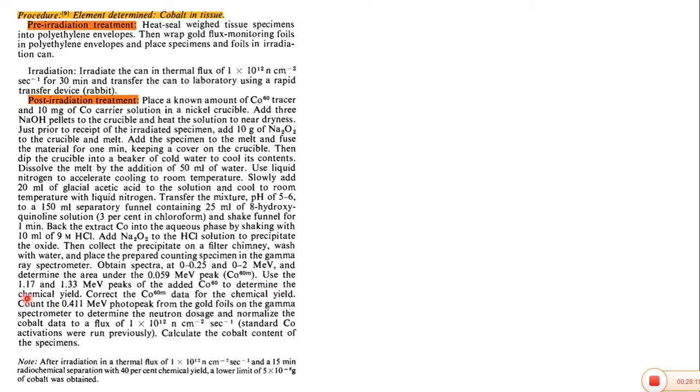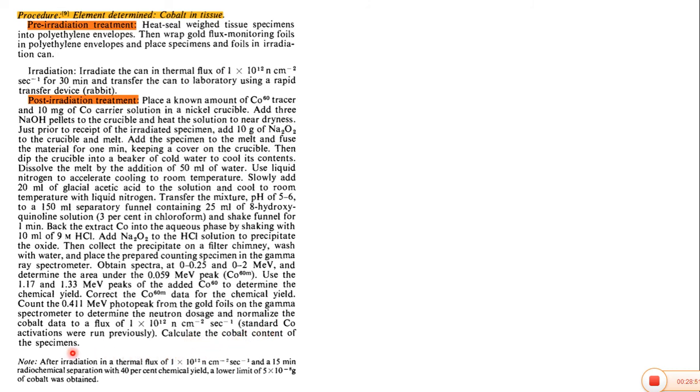Use the 1.17 and 1.33 mega electron volt peaks of the added cobalt to determine the chemical yield. Correct the cobalt data for the chemical yield. Count the 0.41 mega electron volt photo peak from the gold foil on the gamma spectrometer to determine the neutron dose, and normalize the cobalt data to a flux of 1 x 10^12 neutrons per centimeter square per second. This is the flux that you actually used in the neutron activation analysis process for irradiation.